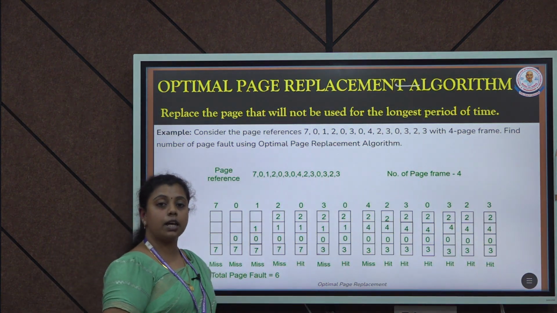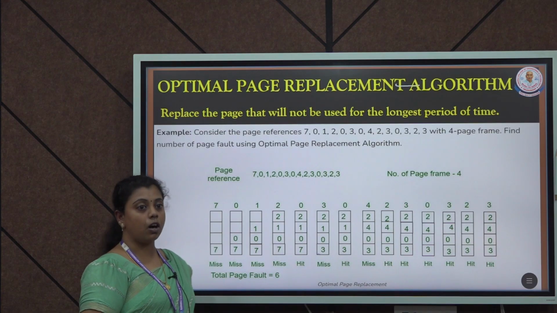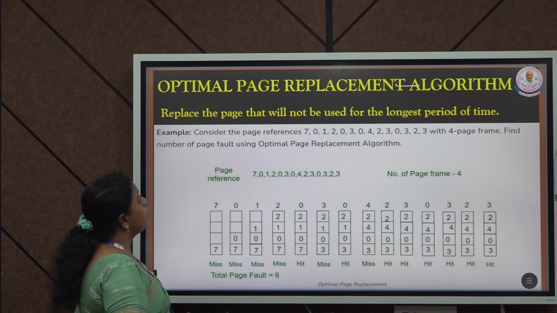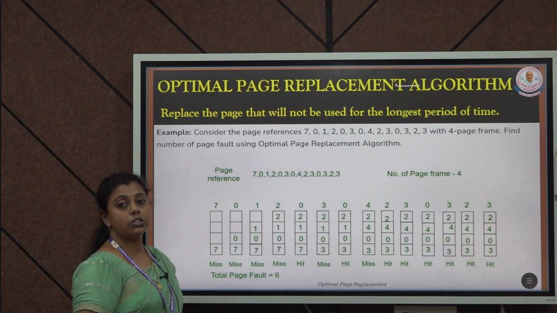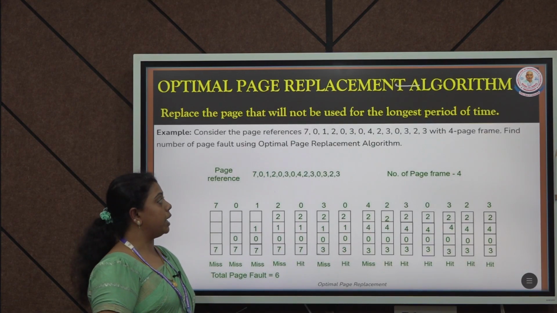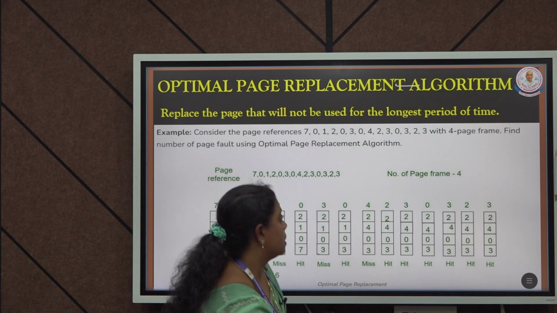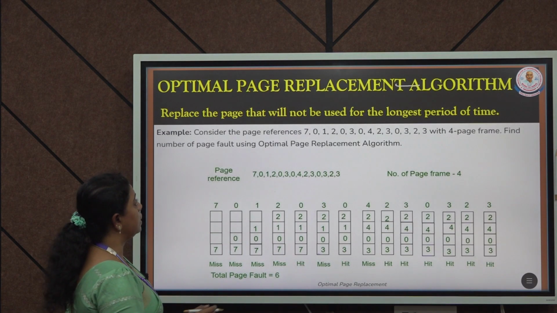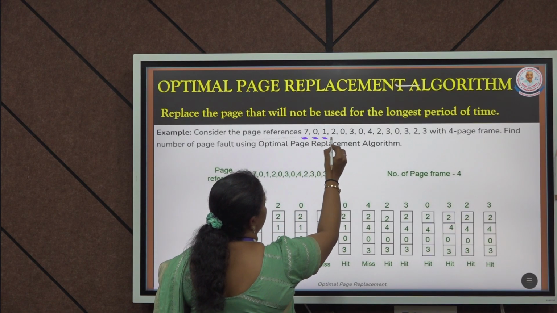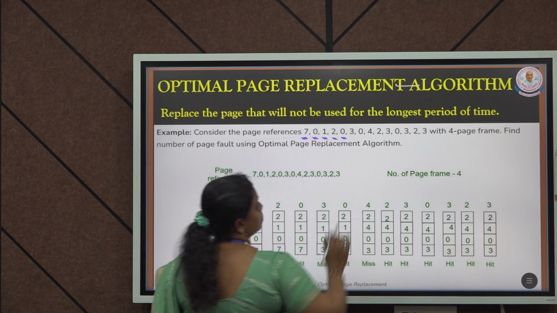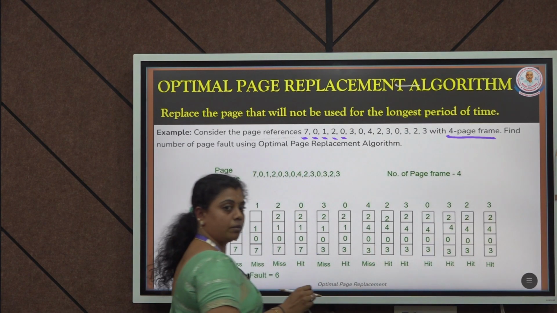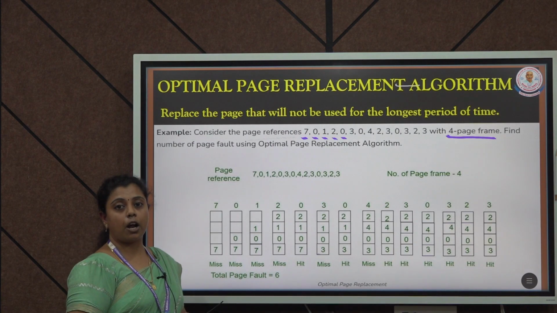Next we move on to the second type of page replacement algorithm, that is the optimal page replacement algorithm, which replaces the page that will not be used for the longest period of time. Let us take a simple example. Here I have considered the page references 7, 0, 1, 2, 0, 3, 0, 4 and so on, with 4 page frames, and we have to find the number of page faults.